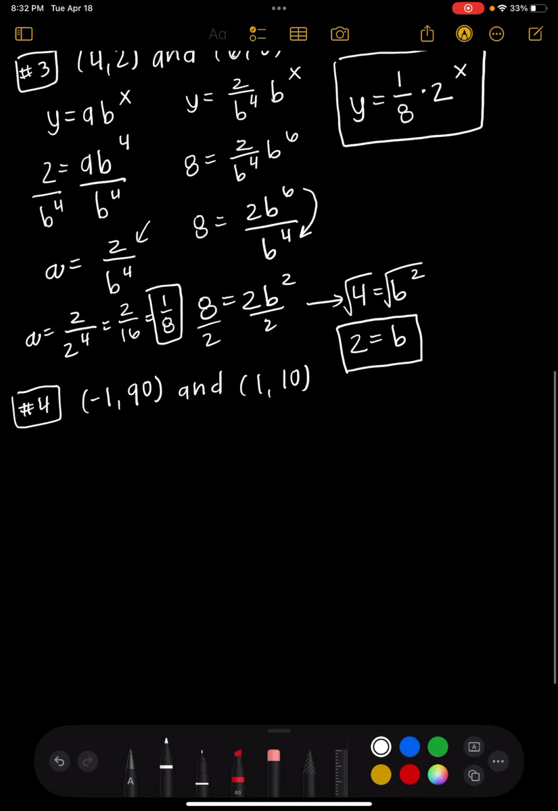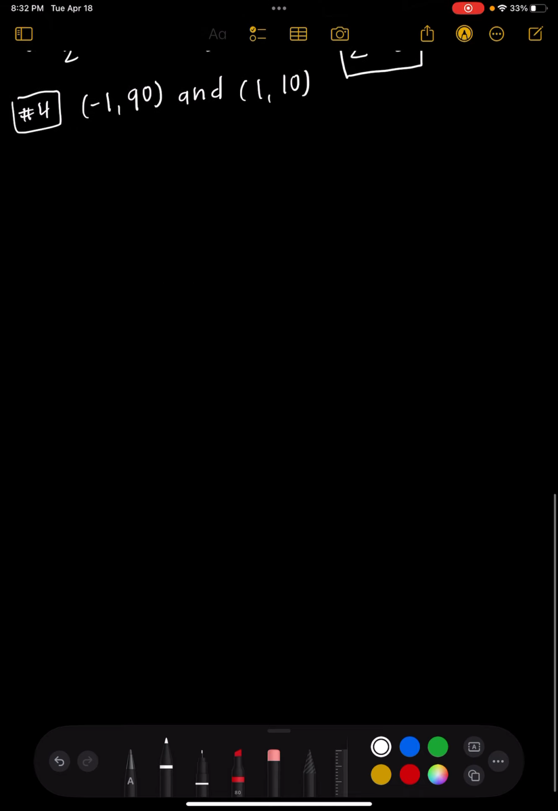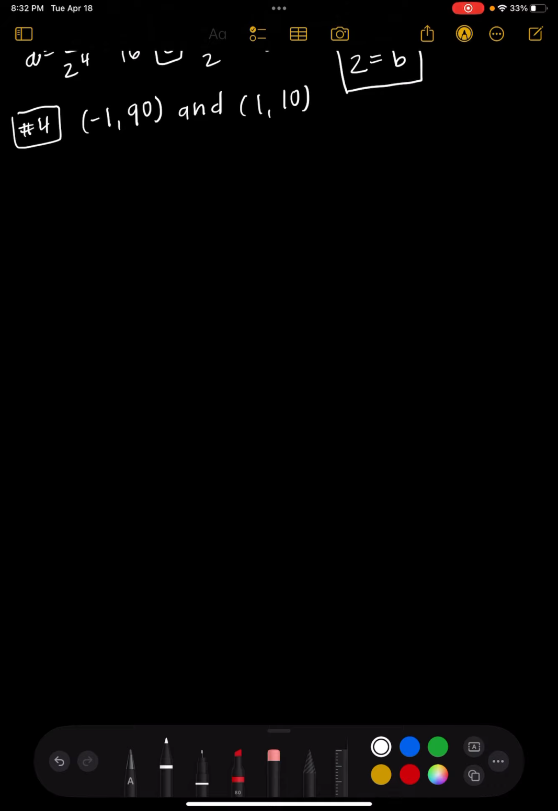All right, last example. And this is really similar because you don't have something with a 0 as an x, but we're going to do it the same way. So I'm going to start with the standard form of an exponential equation, y is equal to a times b to the power of x. Then we're going to replace the x and the y with the first point. So I'm going to have 90 is equal to a times b to the power of -1.